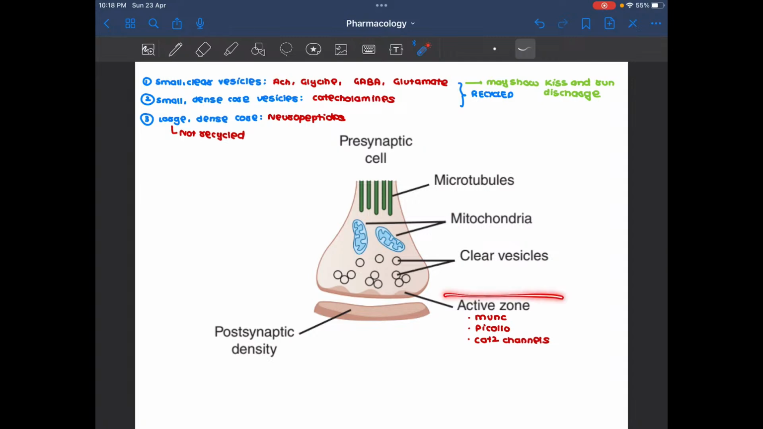And we've already discussed the active zone, where we have the maximum concentration of calcium. Calcium does two things in our body: exocytosis, and the second one is contraction. In this case it's exocytosis mediated by the SNARE proteins, because calcium is going to bind with synaptotagmin, a SNARE protein, and that's going to mediate the fusion of the vesicle with the prejunctional membrane.